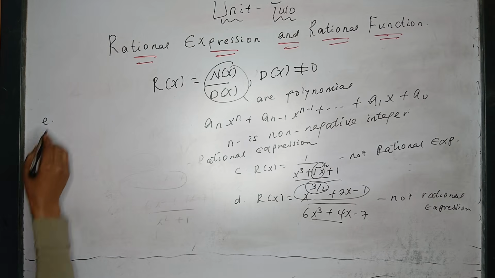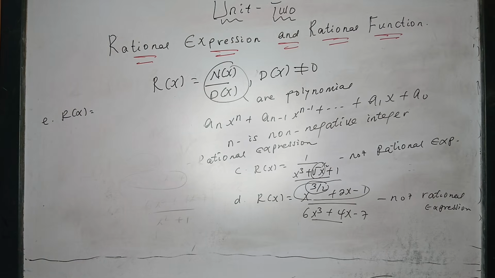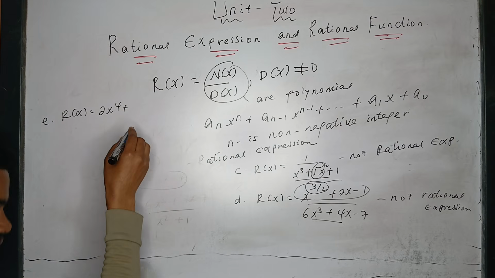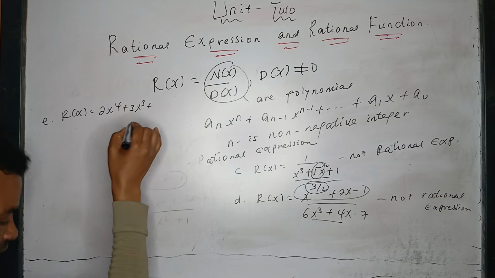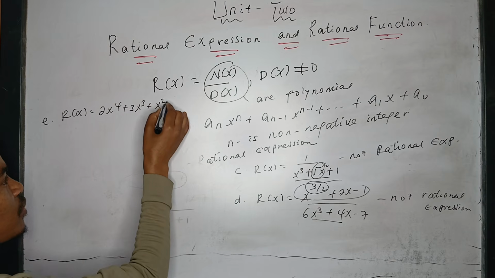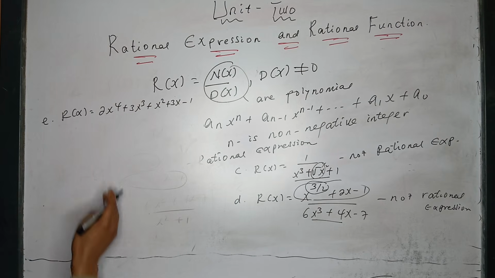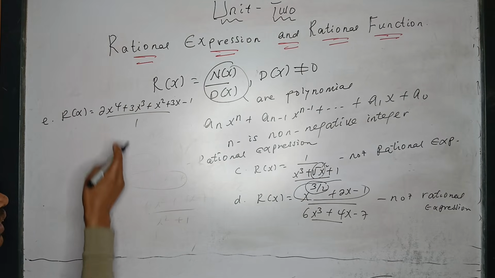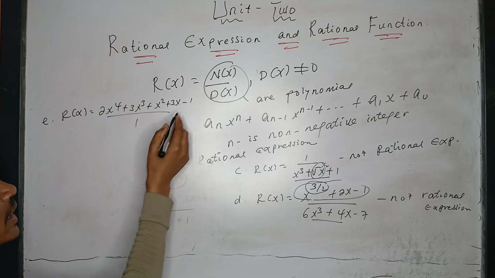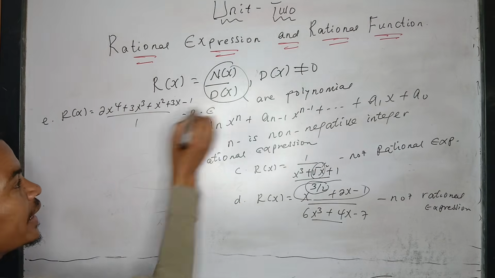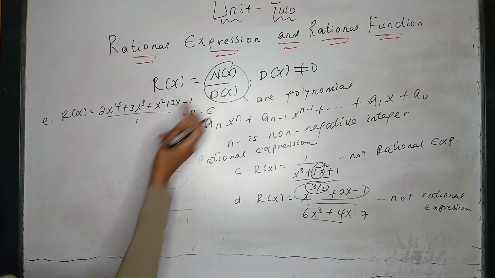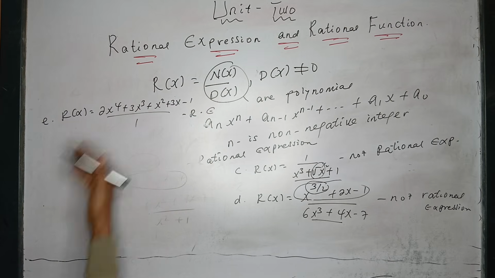E: r of x equals 2x to the power of 4 plus 3x cubed plus x squared plus 3x minus 1. This one is a rational expression, because we can write it over 1. The numerator is a polynomial and the denominator is a polynomial. The exponents are 4, 3, 2, 1, and 0, which are non-negative integers. For that reason it is a rational expression.